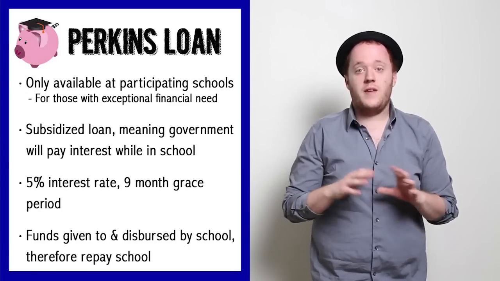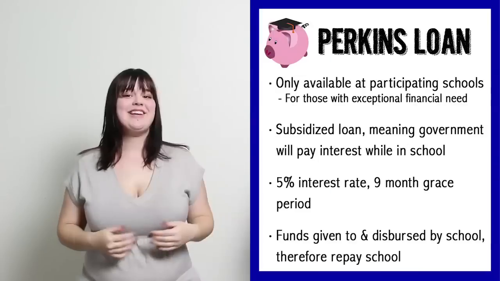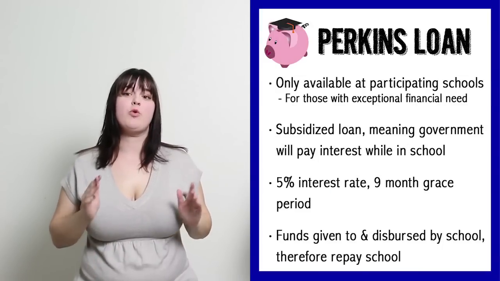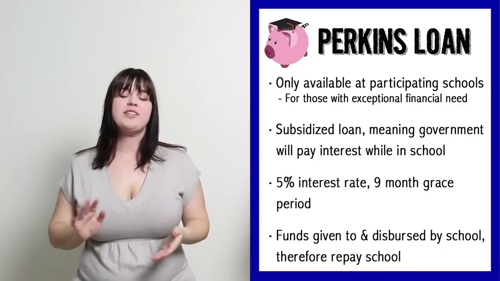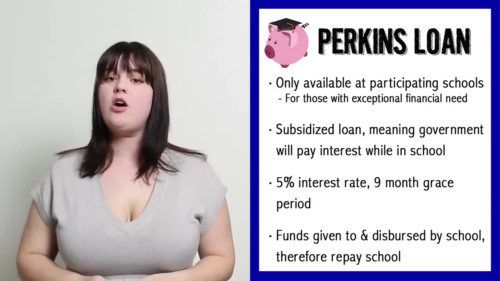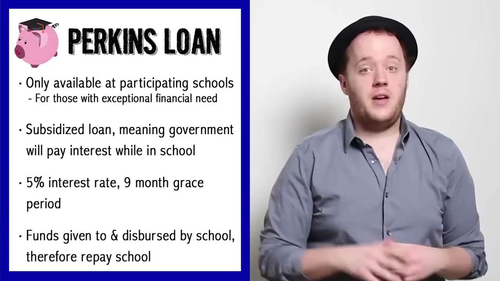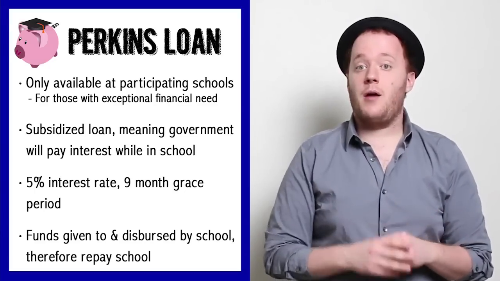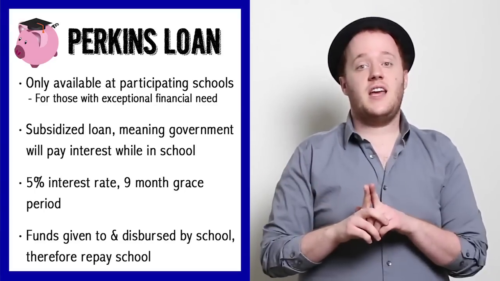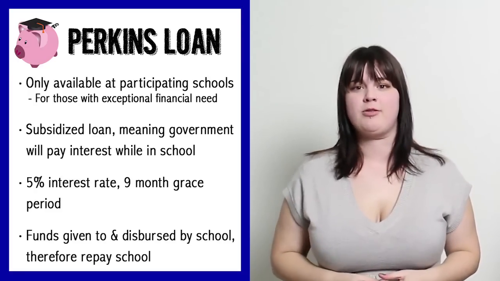The third type of federal loan is probably the most elusive, and that's the Perkins loan. The Perkins loan is only available at schools that participate in the federal Perkins loan program. It is a subsidized loan, meaning that the government will pay the interest on the loan, but it's at 5% rather than 6.8% like Stafford Direct loans. It also has a 9-month grace period rather than a 6-month grace period. The other major difference is that instead of taking the loan out through the federal government, the loan is actually taken out through the institution, meaning that you'll be paying it back to the university rather than the government.